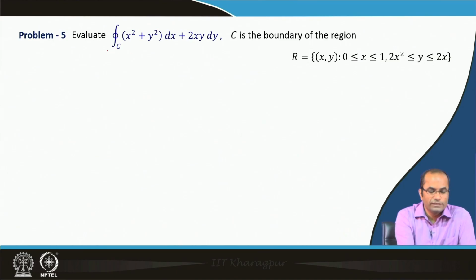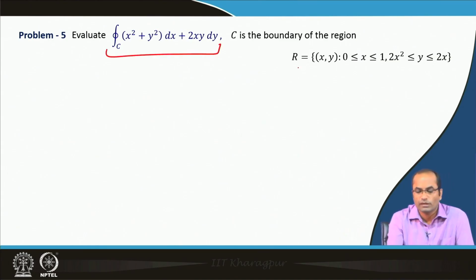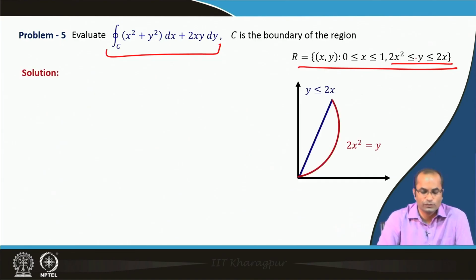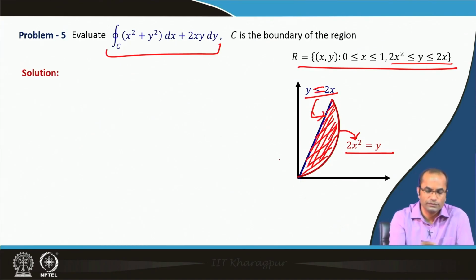So, now we will evaluate this curve integral, where C is the boundary given by x from 0 to 1, and y between 2x square and 2x. So, we have the situation here. We are talking about the area enclosed by 2x square is equal to y, and y is equal to 2x. This is the line y is equal to 2x, and the area between these two is what we want, covered by this boundary, where this curve integral is taking place.